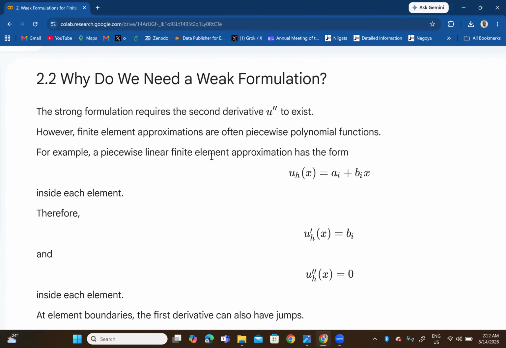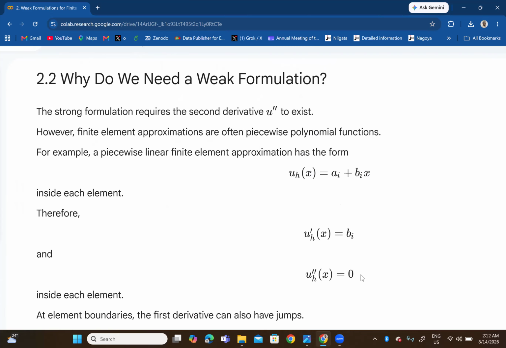For example, a piecewise linear finite element approximation has the form u sub h of x equals a sub i plus b sub i x inside each element. So as a result, u_h prime of x will be b sub i, when we differentiate this with respect to x. And because a sub i is constant, it goes to 0. And then the second derivative will actually go to 0, and that happens inside each element.